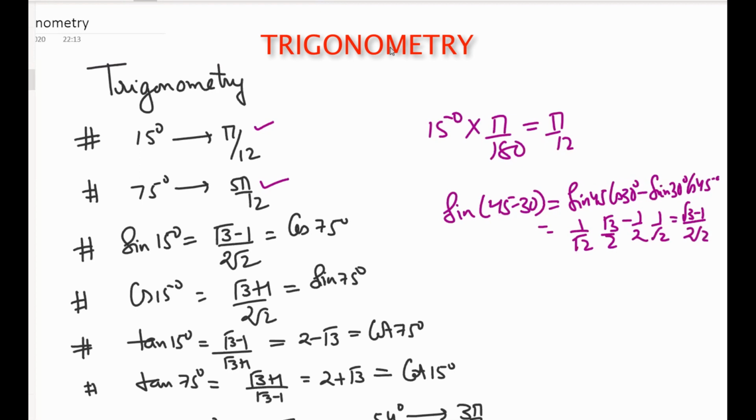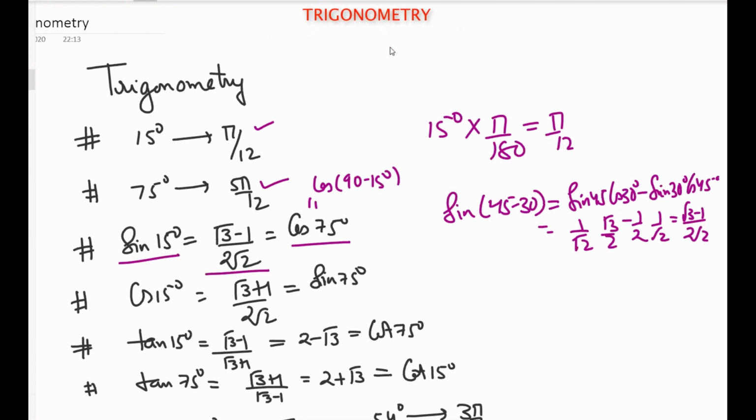And further, you also know that sine theta is cos 90 minus theta. So by using this I get that sine 15 is equal to cos 75, and the value is root 3 minus 1 upon 2 root 2.